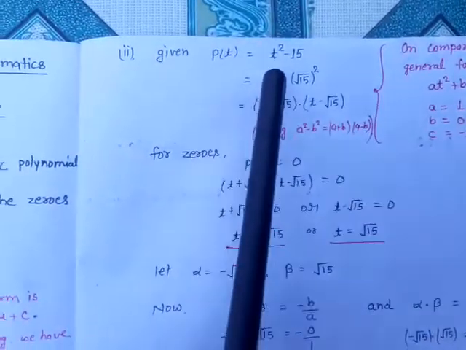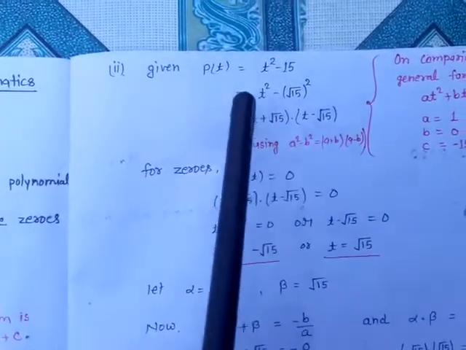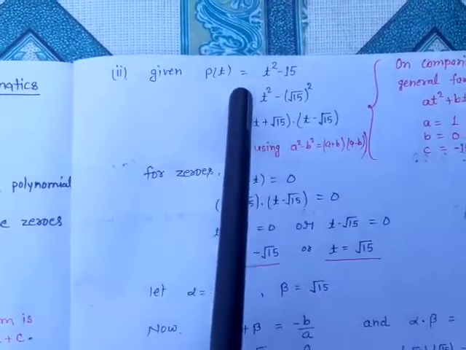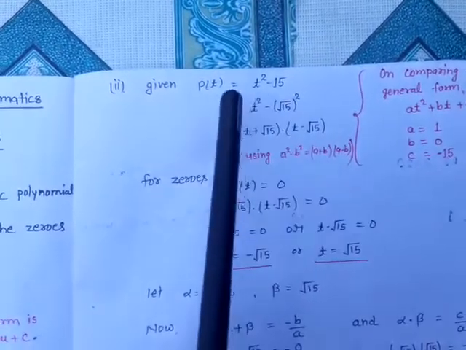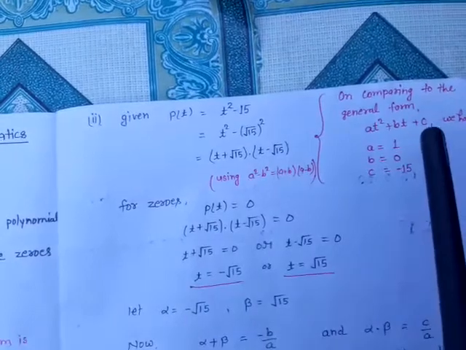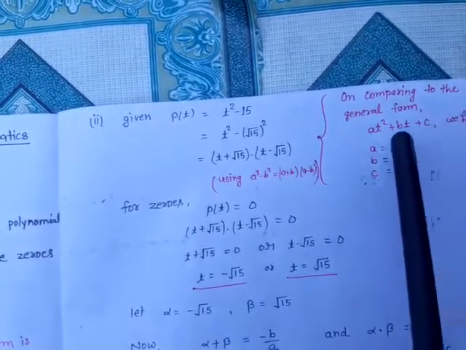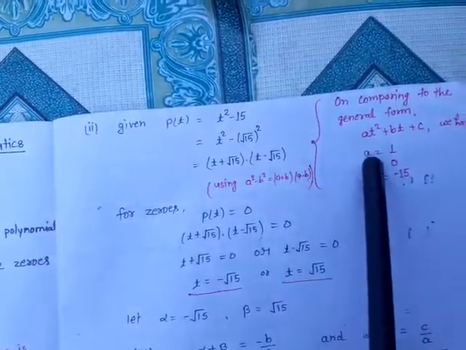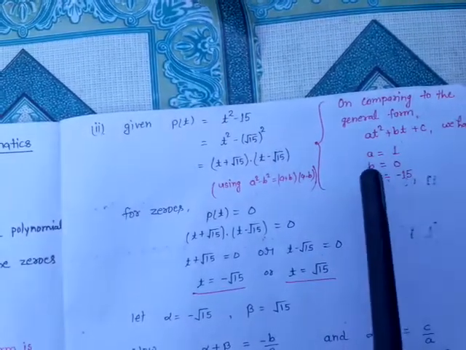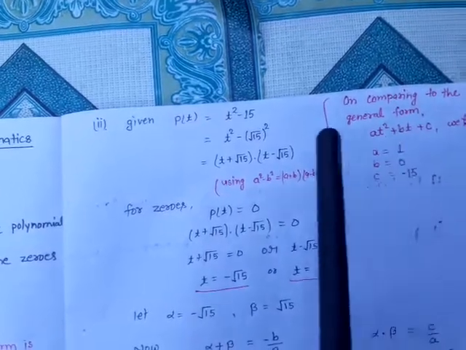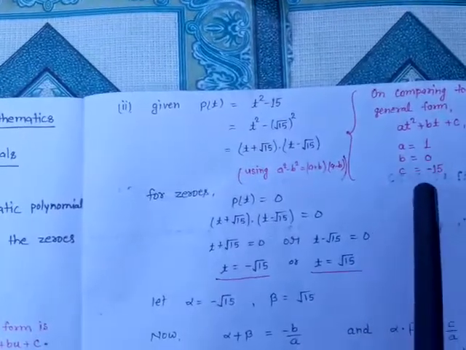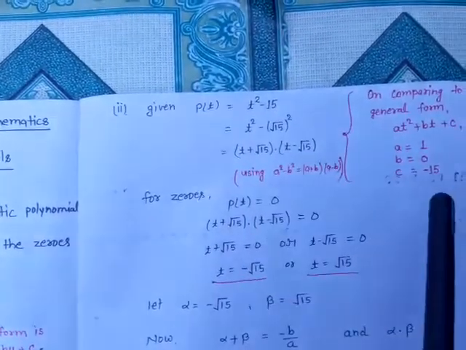The second one is p(t) is equal to t square minus 15. Here the variable t is involved in the quadratic polynomial, so we write p(t) is equal to t square minus 15. Comparing this polynomial with the general form at square plus bt plus c, we write the general form this way because variable t is involved. On comparing, we get a is equal to 1 and b is equal to 0 because no term in t is involved, and the value of c is minus 15.